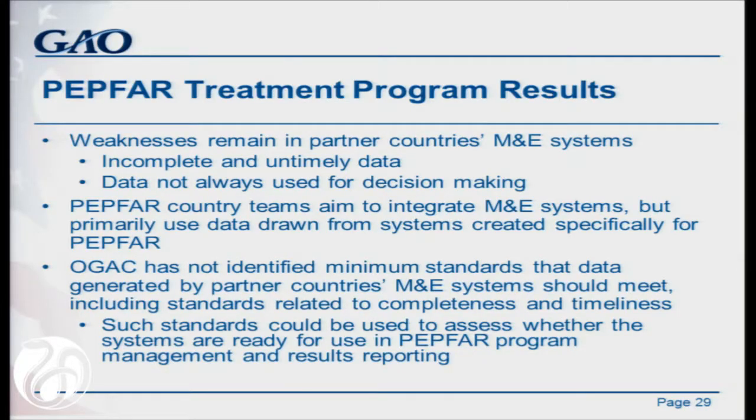So what we looked at was what standards the data generated by partner countries' M&E systems ought to meet, for example related to timeliness and completeness, so that the country teams know it's time to start using data from these systems for PEPFAR reporting purposes. Those standards would be used to assess readiness, and maybe eventually you could say that a country's systems are strong enough, and you would sign on to them, and maybe you get rid of the PEPFAR parallel systems. I don't know. So that was looking at the M&E systems.